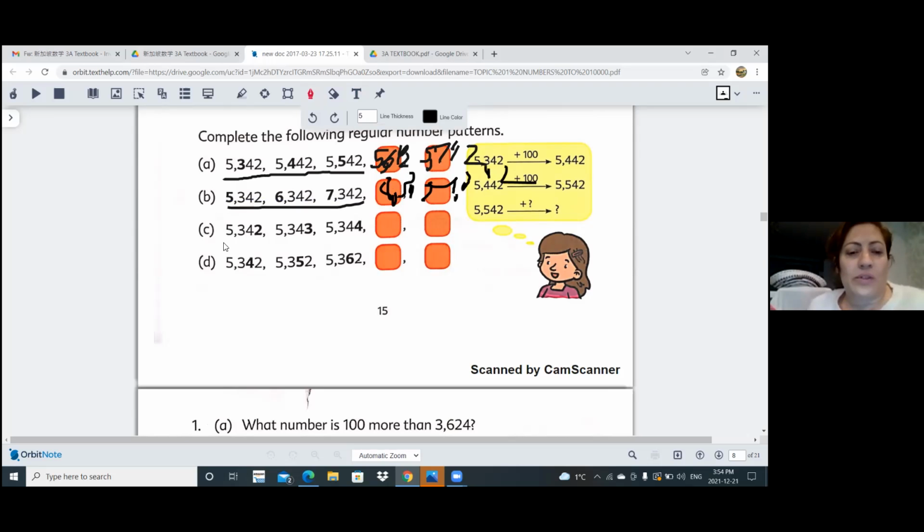Okay, let's go to the next one. Arthur, read the numbers to me, please. 5,342. 5,343. 5,344. Arthur, we know that this is an increasing pattern, but I want to know by how much. 1. So what would be the next two numbers?